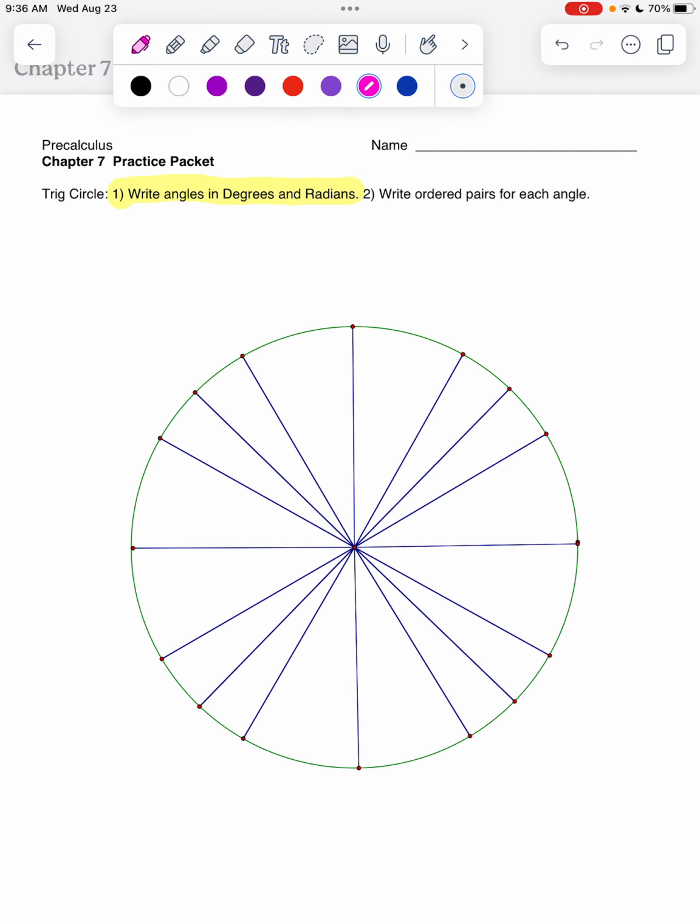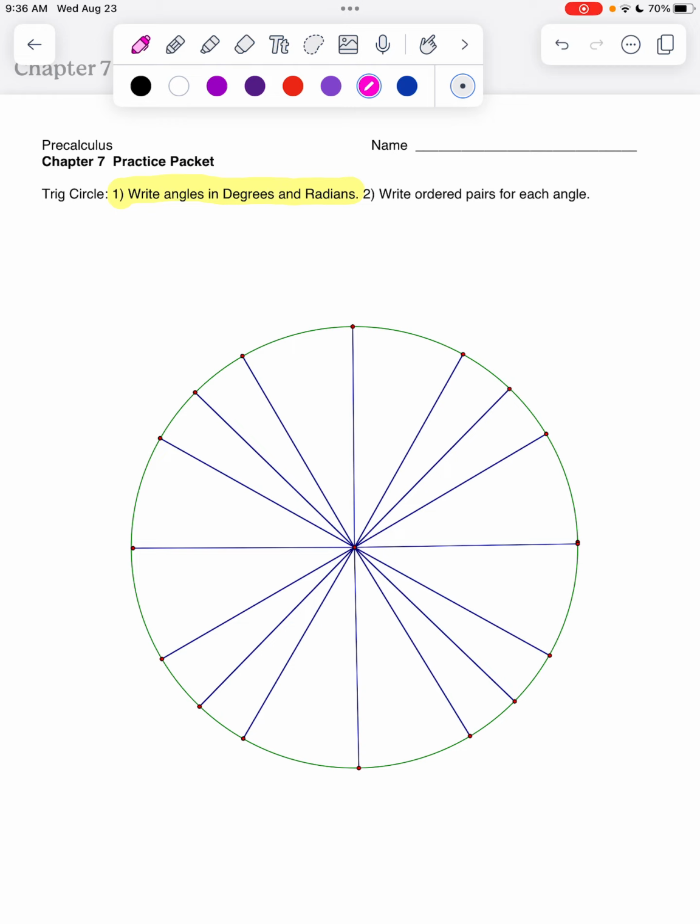So this is called the trig circle, or we can also call it our unit circle. Today we're only going to focus on the angles in degrees and in radians. So class on Monday, we focused on how to convert degrees to radians. I know there was some confusion, this is just going to pull it all together.